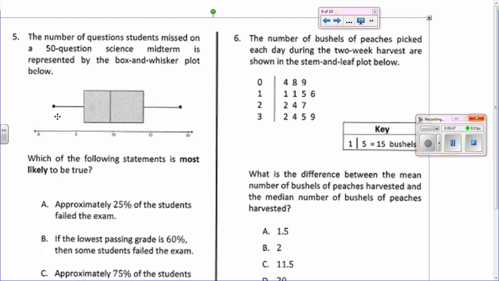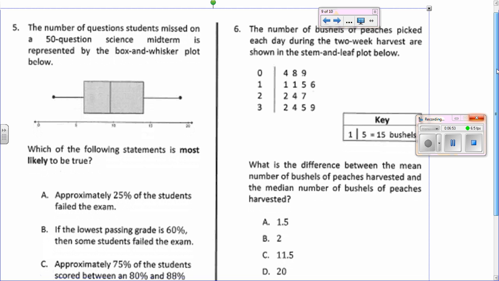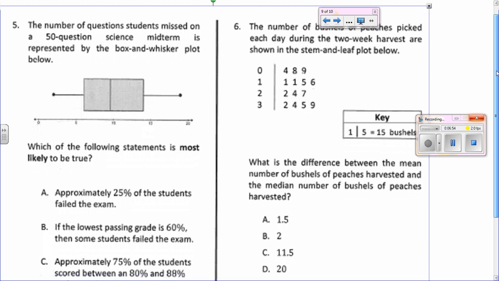So 50% of the data is below it, 50% is above it. Approximately 25% failed the exam. So this is the number that they missed out of 50. And so 12, from 12 and up to like 18. So if you missed 18 questions on a 50-point exam, you need 20. If you miss 20, then you would fail it. So no, this is definitely not true.